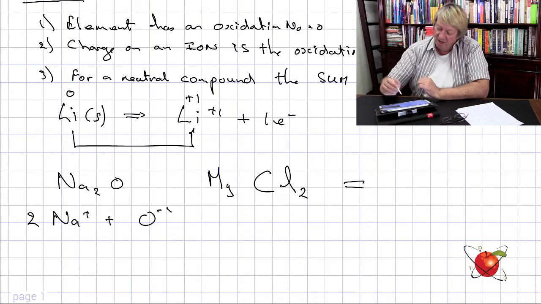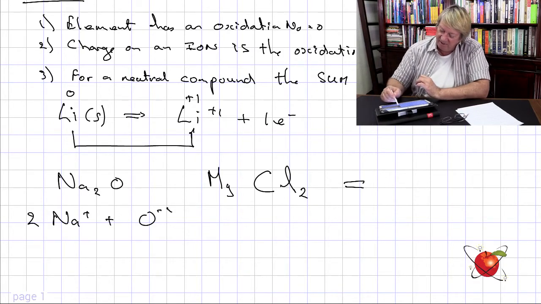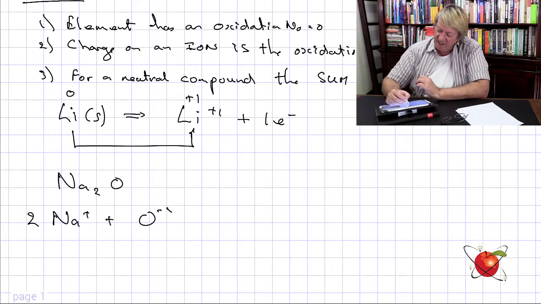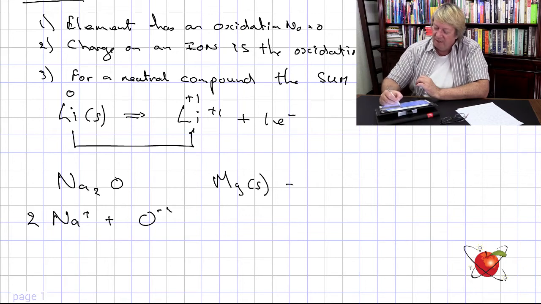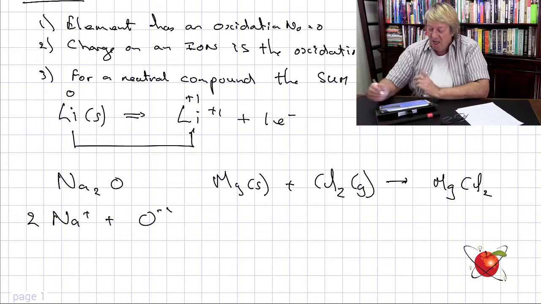Like this. Okay, I'm just writing it the wrong way around. Do you know what? Let me write it correctly. It just makes a lot more sense if I do it that way. We say that magnesium, solid, plus chlorine, gas, goes to MgCl2.